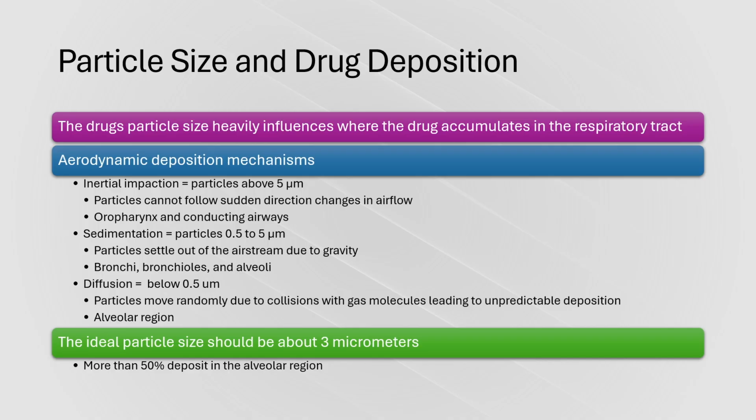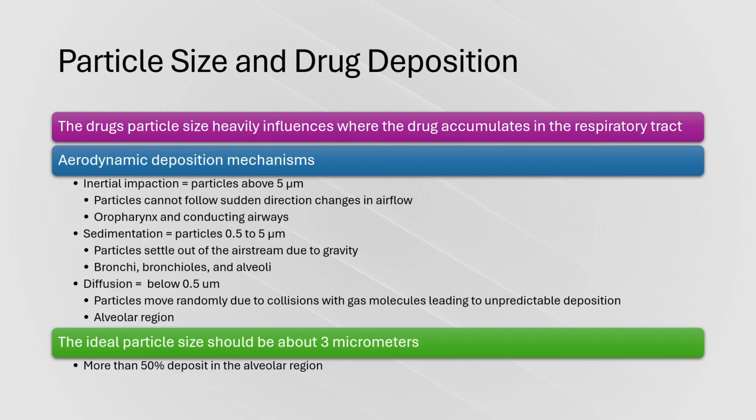The main aerodynamic deposition mechanisms for inhaled drugs are inertial impaction, sedimentation, and diffusion. Inertial impaction occurs when inhaled particles cannot follow the sudden directional changes in airflow in the respiratory tract that occur at airway bifurcations and bends. Particles greater than 5 micrometers in diameter will collide with the airway walls and deposit in the upper respiratory tract, such as the oral pharynx and conducting airways, instead of the lower respiratory tract.